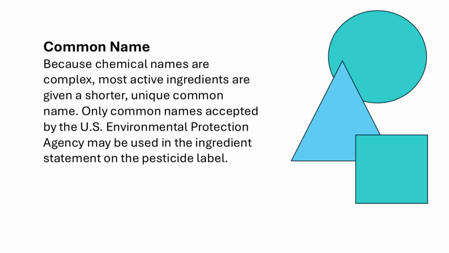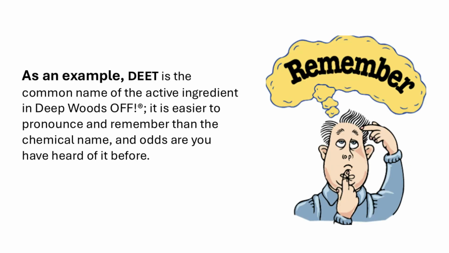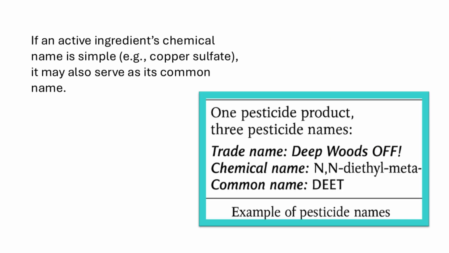Common name. Because chemical names are complex, most active ingredients are given a shorter, unique, common name. Only common names accepted by the U.S. Environmental Protection Agency may be used in the ingredient statement on the pesticide label. As an example, DEET is the common name of the active ingredient in Deepwoods Off. It is easier to pronounce and remember than the chemical name, and the odds are you have heard of it before. If an active ingredient's chemical name is simple, e.g. copper sulfate, it may also serve as a common name.